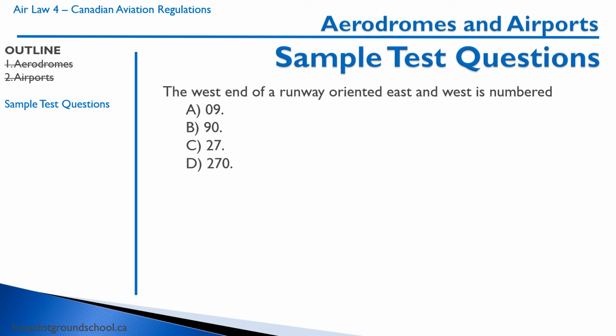And because there's only two digits in the runway marking, we could take off the last digit, round to the nearest 10, 90 degrees, rounded to the nearest 10, take the 0 off, 09. So runway 09 is going to be the west end of a runway that's going east and west.